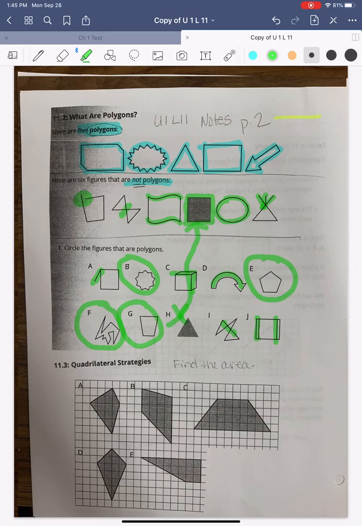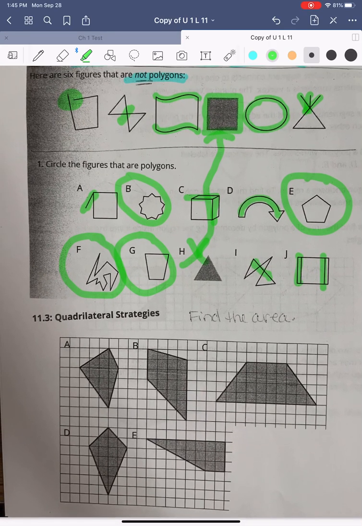Okay, the bottom part is where we're going to take some polygons and we're going to decompose them, find the area of each part, and then combine it back together to get the total area. When I'm doing these, just keep in mind there's more than one way to do this, so it's not just the way that I'm decomposing. There could be other ways, and you can try those other ways and then see if we end up with the same answer.